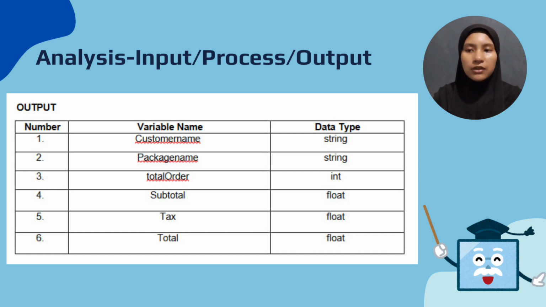The fourth one is subtotal. For this one, the data type is float. And then the fifth one is tax. The data type is also float. And lastly is total, which the data type is also float. So this is all the information that will be displayed on the receipt of the order.